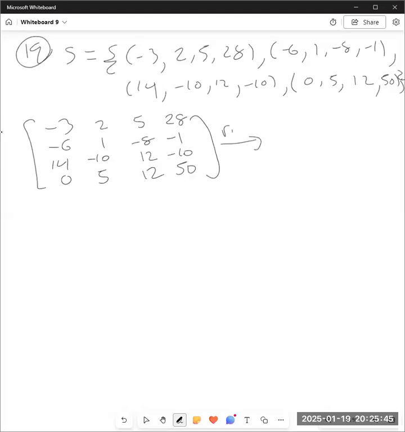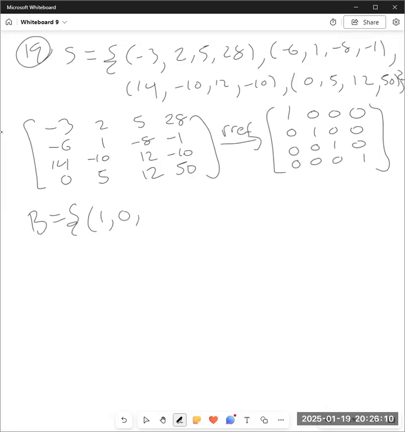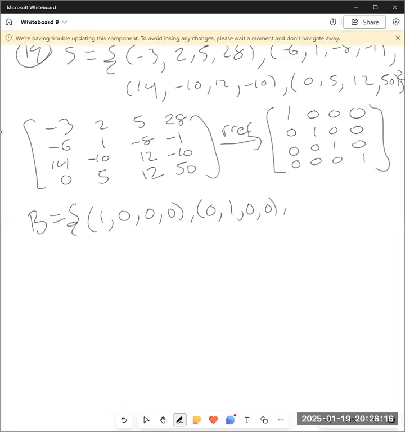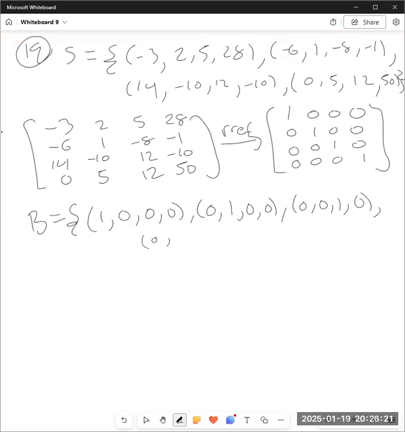Going to RREF that. We get 1, 0, 0, 0, 0, 1, 0, 0, 0, 0, 1, 0, 0, 0, 0, 1, which is called our standard basis. Here we have ones along the diagonal, zeros everywhere else. So our B is the standard basis, 1, 0, 0, 0, 0, 1, 0, 0, 0, 0, 1, 0, 0, 0, 0, 1.